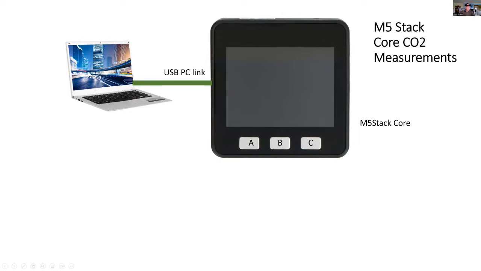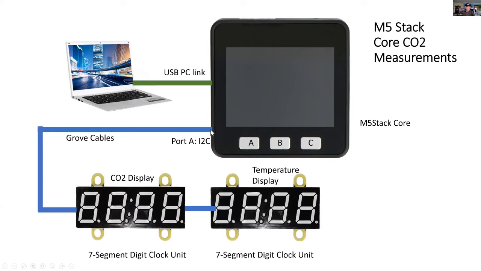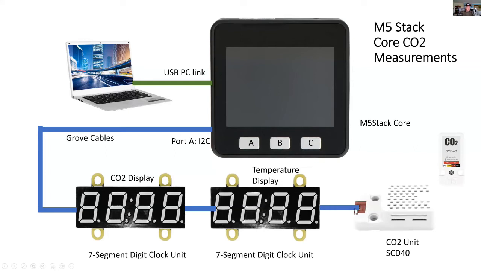The PC is only used for programming, and when it's ready, the UI flow program is sent down to the M5Stack core. And we go to the red port, or the port A, which is the I2C interface, and with Grove cables, we set up a daisy chain because what's interesting about these displays are that they have an input and an output. So you can hook a number of displays all together. And finally, on the same daisy chain, which is on the I2C interface, we hook up our CO2 sensor.